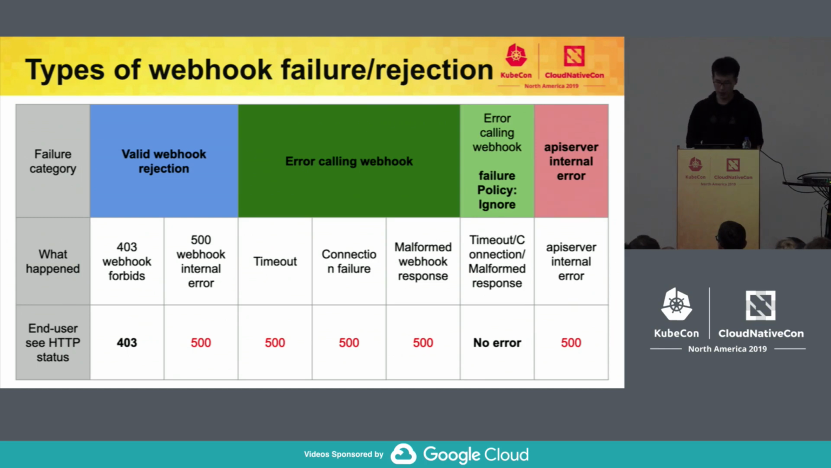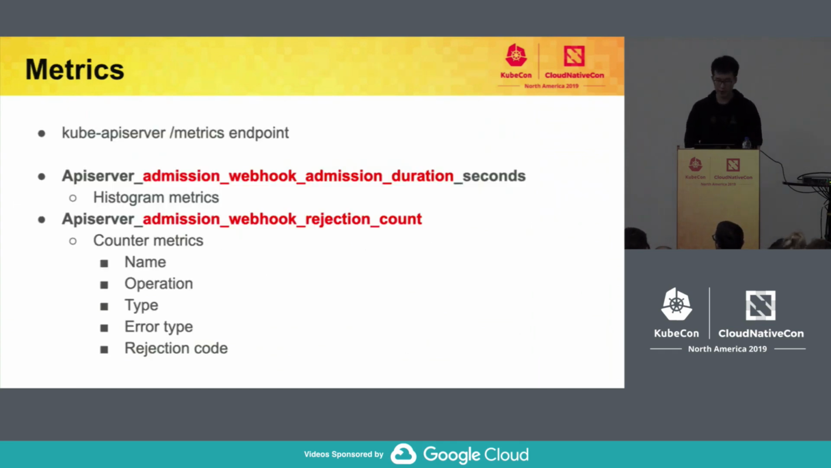So you may notice that all three categories may end up with a 500 response to the end user. For a single webhook failure, you may be able to tell what actually happened from reading the reason in the returned error. But imagine you are monitoring all the traffic in the cluster and you see a surge of 500s when you are developing your webhook. How would you be able to tell what kind of failure happened to what webhooks? We have some metrics to answer the question.